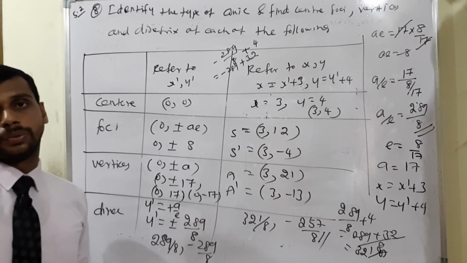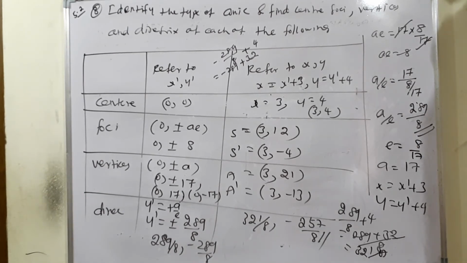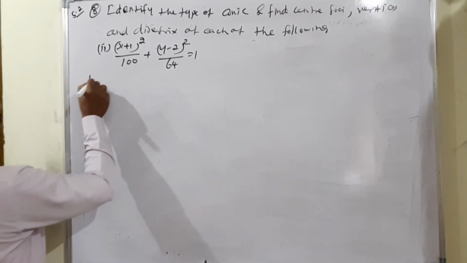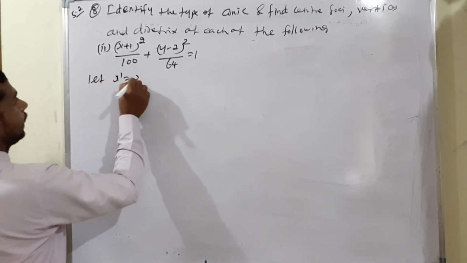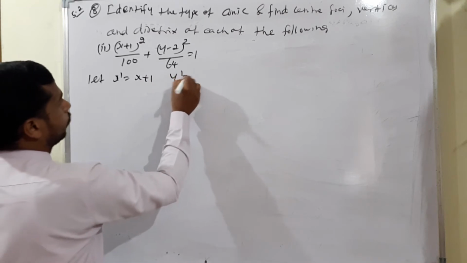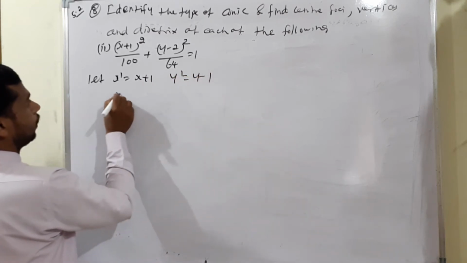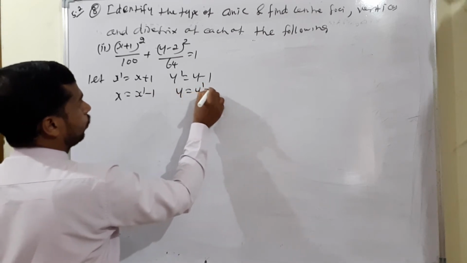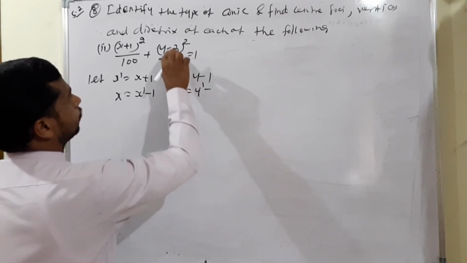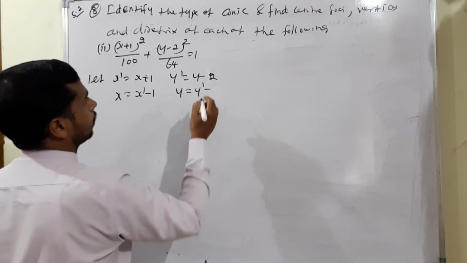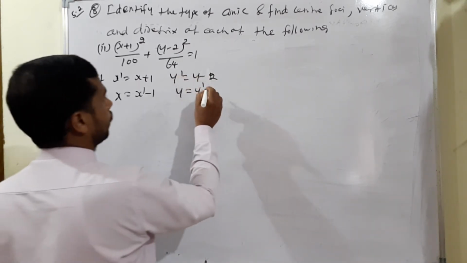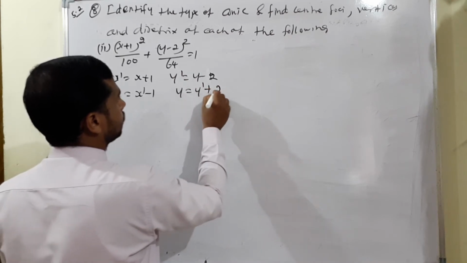Okay, I am moving to subdivision 2. Subdivision 2, the same condition, let x dash is equal to x plus 1, then y dash is equal to y minus 1. Therefore, x is equal to x dash minus 1, y is equal to y dash. This is plus 2, isn't it? Condition is clear. Now, y minus 2, no? Yeah, y minus 2. Therefore, we can write y is equal to y dash plus 2.